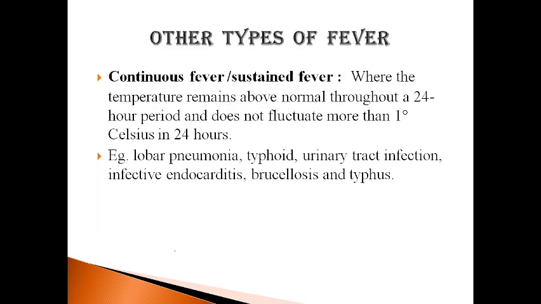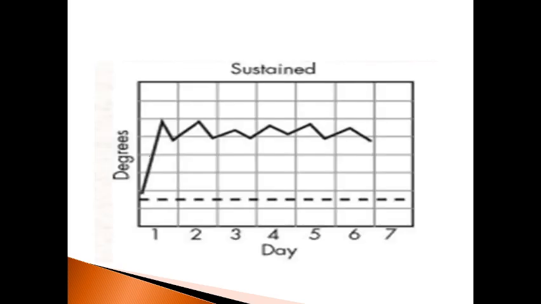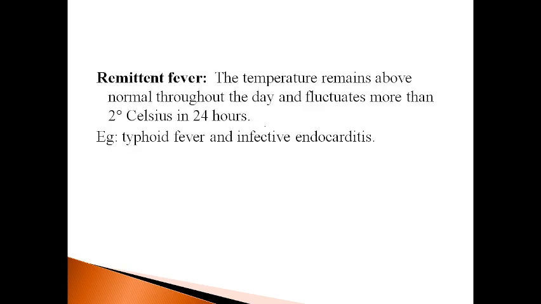Some other types of fever: continuous fever or sustained fever, where the temperature remains above normal throughout the 24-hour period and does not fluctuate more than 1 degree Celsius in 24 hours. For example, lobar pneumonia, typhoid, urinary tract infection, infective endocarditis, brucellosis and typhus. The graph looks like this. Continuously the fever will persist for 24 hours.